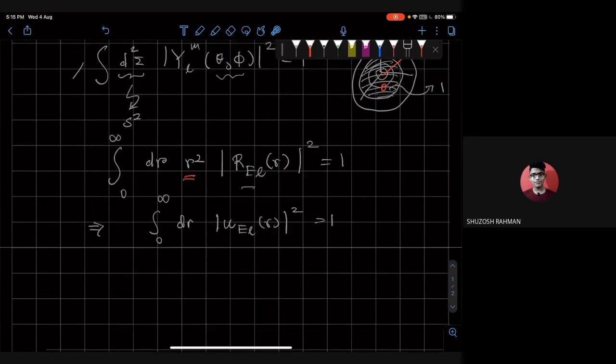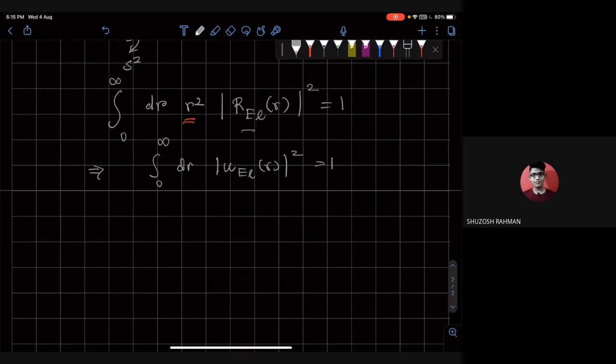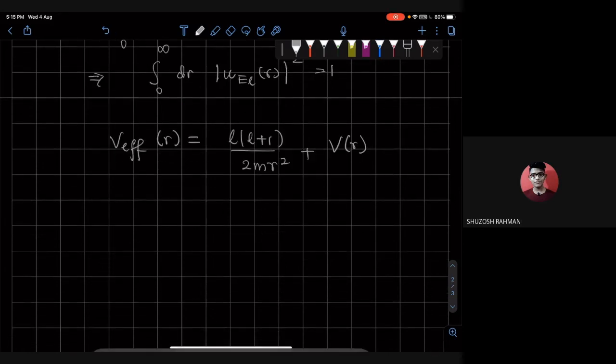Okay, so let's introduce an effective potential. To make this picture clearer, let's introduce V effective of R, and that's going to be the L-dependent term plus the potential energy. Now, if I write my Schrodinger equation, it looks like d squared u of EL of R, d of R squared.